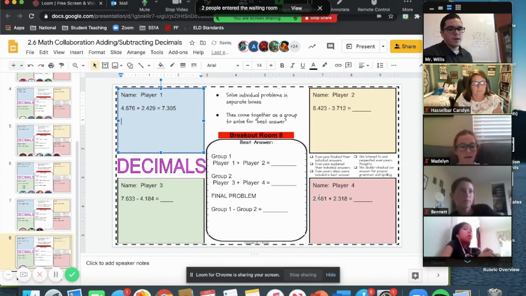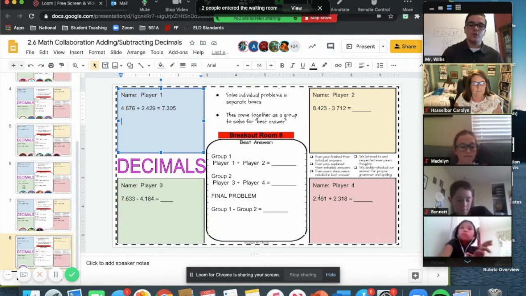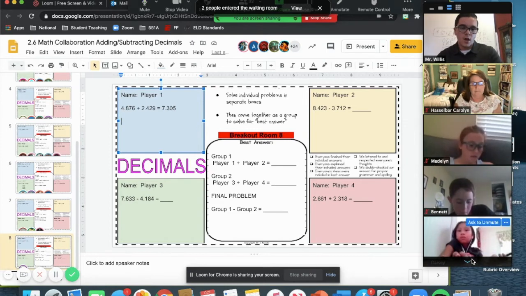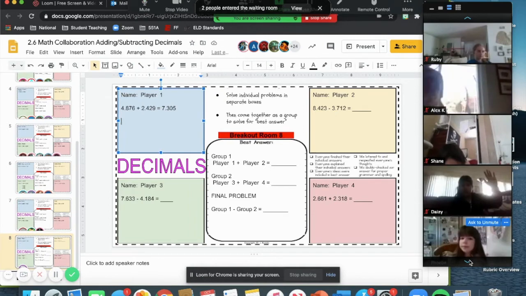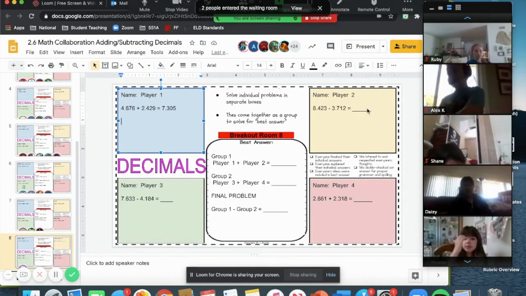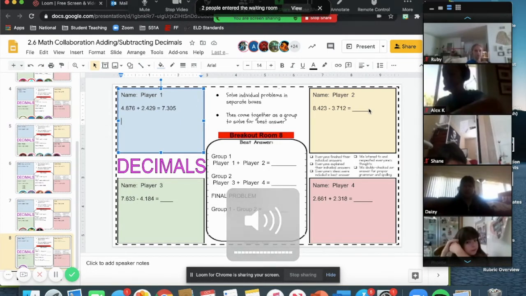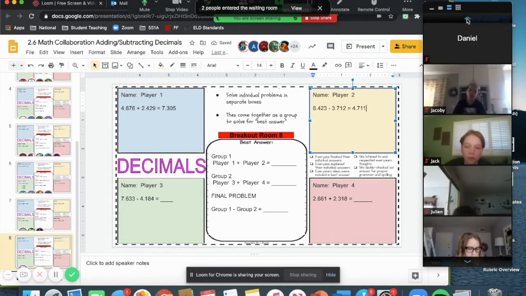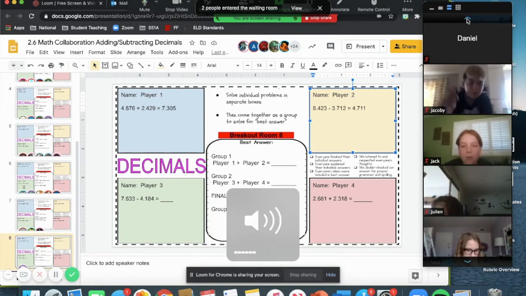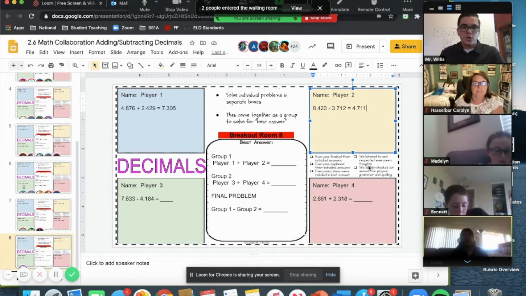Yellow squares. We had 8.423 minus 3.712. Can somebody who was the yellow square share with me what you got? Daisy J, what did you get? 4.711. 4.711. Do we agree with Daisy J? Is that what we got? Vera's giving me a thumbs up. Yes. Jacoby's giving me a thumbs up. Heard someone say yes. Good job, Daisy.